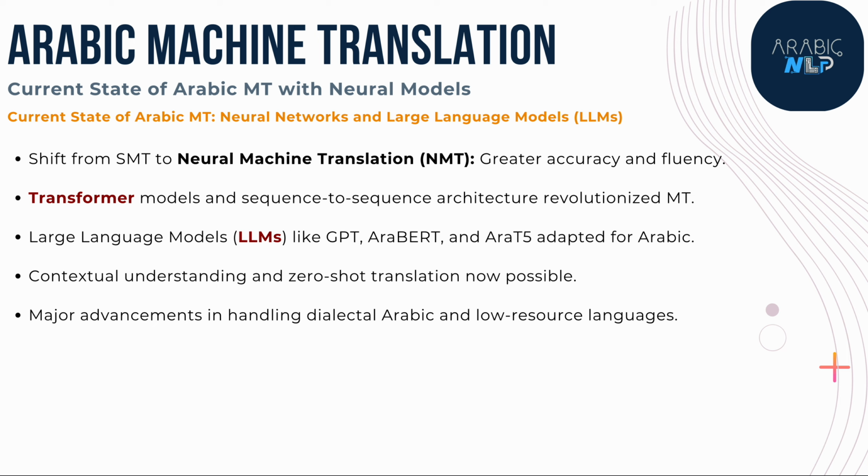We have the sequence-to-sequence architectures of the transformer, which power systems like Google Translate and other models. Of course, we can see now popular ones like T5 and other models. On the other hand, we have the rise of large language models like GPT and BERT, which are fine-tuned for Arabic and allow for more advanced contextual understanding.